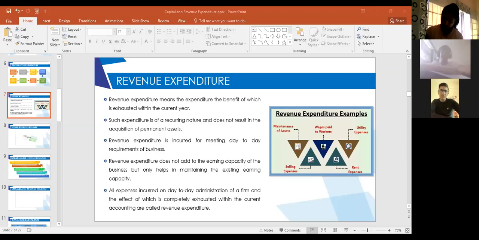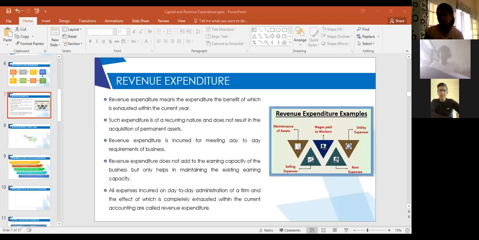This does not increase the earning capacity of the business. These are expenses of day-to-day nature, which the business has to incur. And no permanent asset is being acquired. The moment I'm purchasing a fixed asset, it has to come under capital expenditure. Please keep these things in mind. All day-to-day expenses which are of your current needs, like any repair or purchase of raw materials, they all come under revenue expenses.